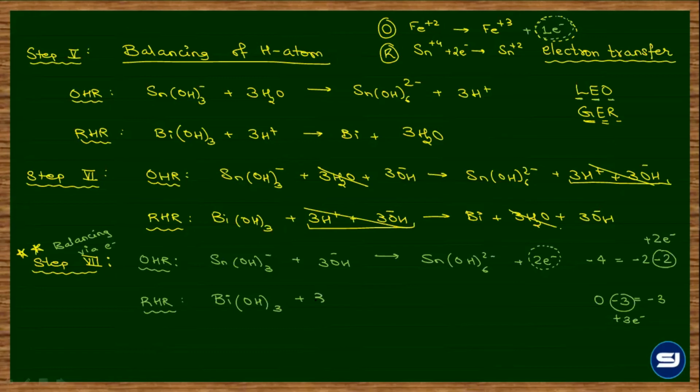Bi(OH)3 plus 3e minus giving Bi plus 3OH negative. Understood? Is this clear up till here? Yes, sir.